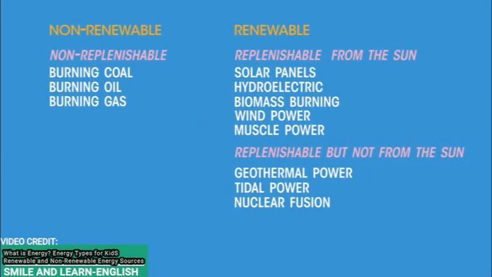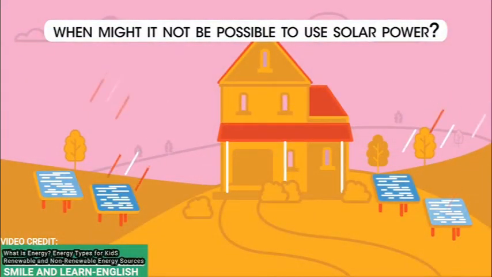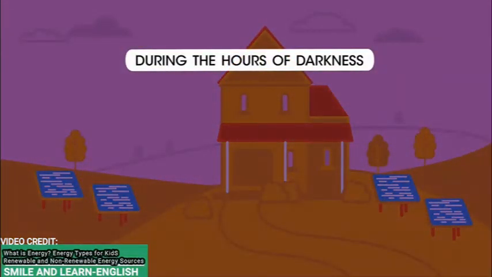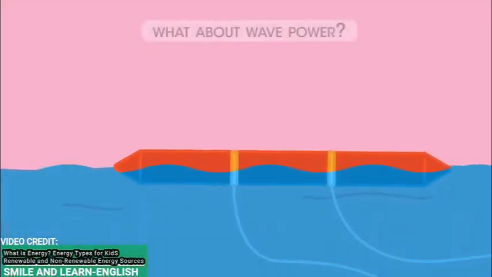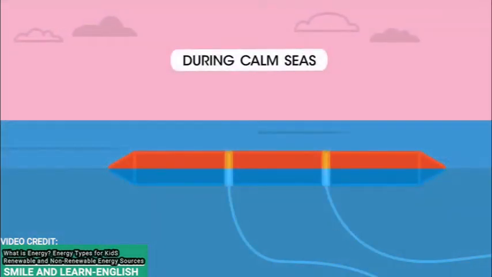Some energy resources are more reliable than others. When might it not be possible to use solar power? During the hours of darkness, of course. What about wave power? When might that not provide much energy? During calm seas. Trends in use of energy sources are changing.